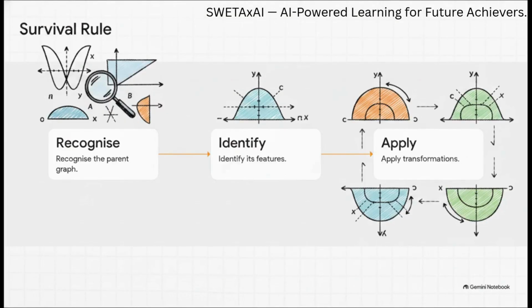And that brilliantly illustrates our ultimate three-step survival rule for navigating any graph problem you might encounter. Step 1. You look at the equation and recognize the parent graph. Step 2. You identify its inherent default features. And Step 3. You look at the extra numbers in the equation to apply the transformations. That's your core strategy right there.